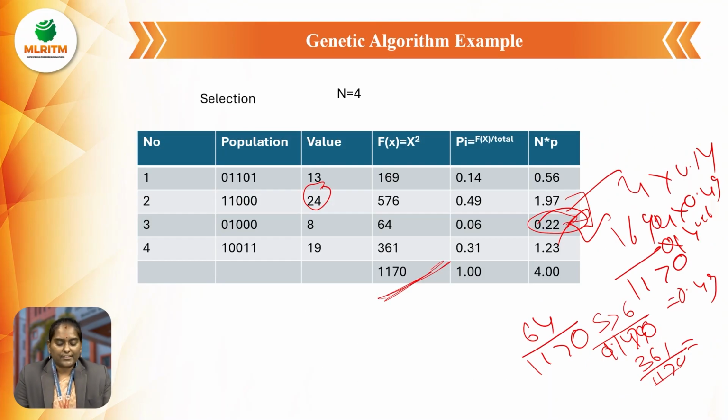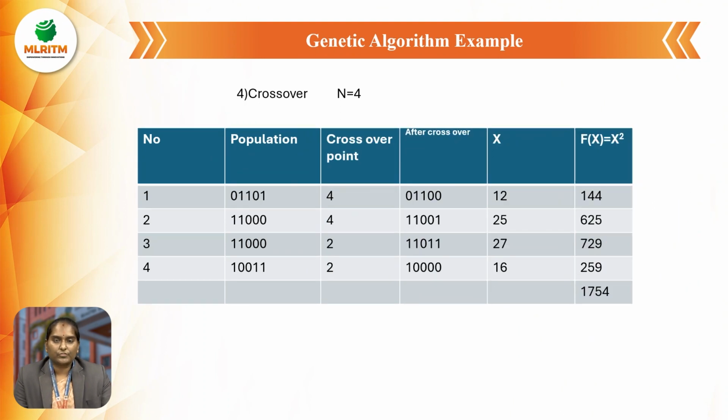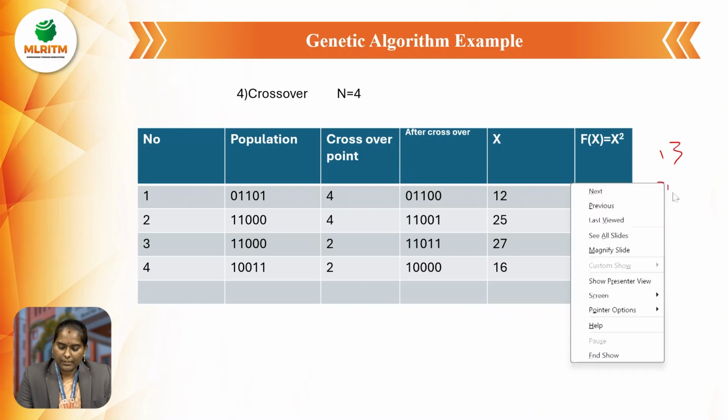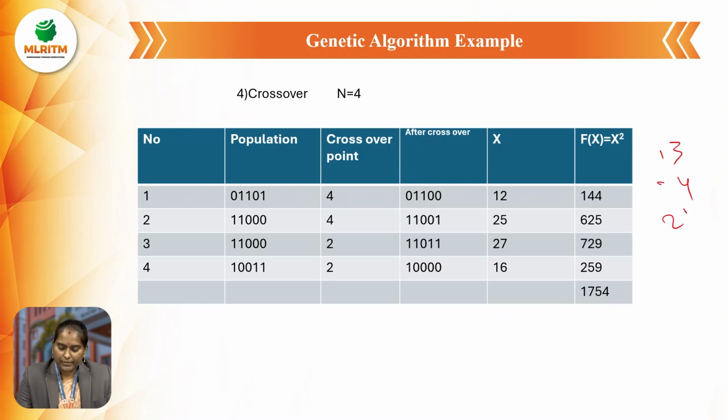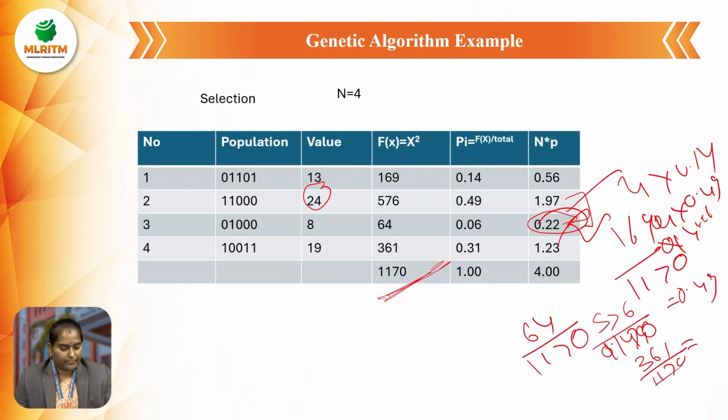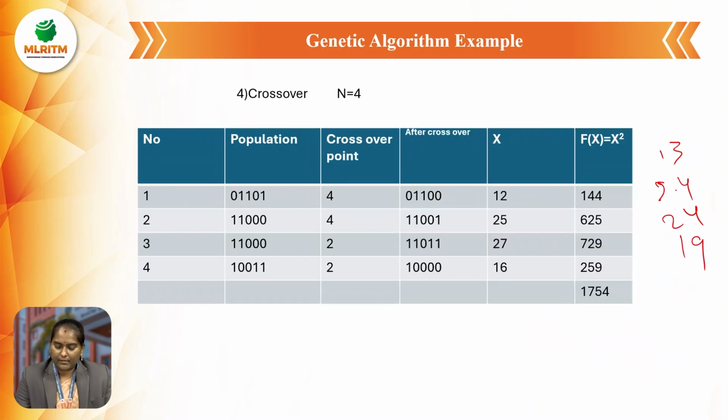So selection is over, and the second step is crossover. In crossover, the population values are 13, 24, 13, 13, 24, 24 and 19. So we have to replace the smaller number with the bigger number. That's why here we get 24. In that the crossover point is 4. So first we have to consider 1 and 2, and then 3 and 4.